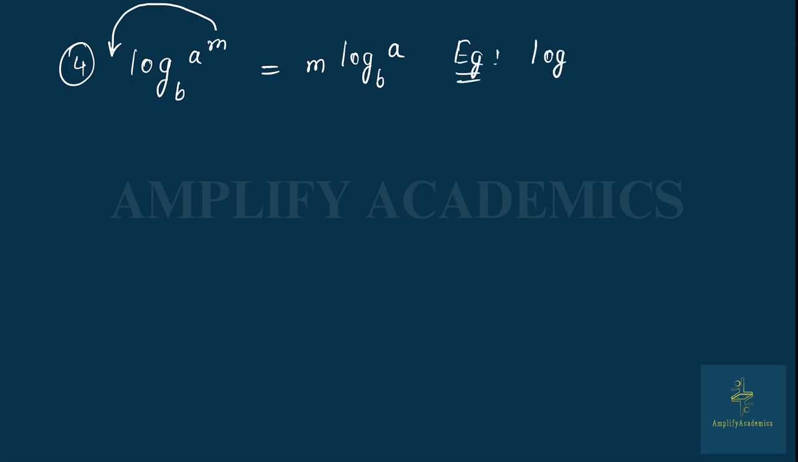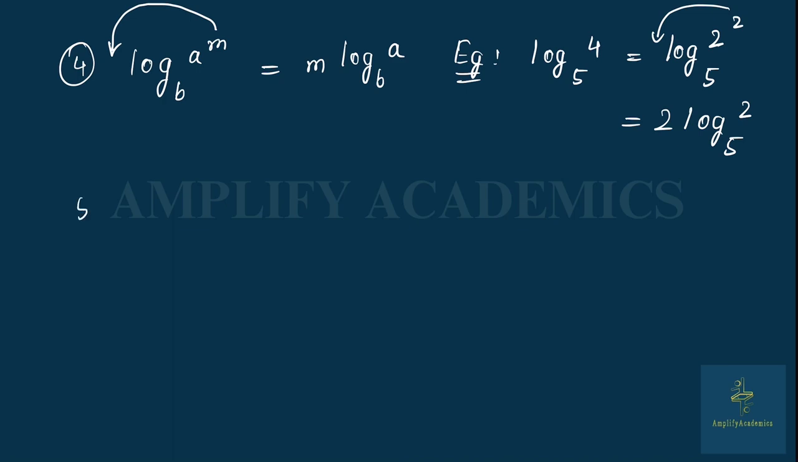Example, log base 5, argument 4, rewrite this as 2 squared, with base 5. Bring this 2, put it here. Final answer is 2 log base 5, argument 2.